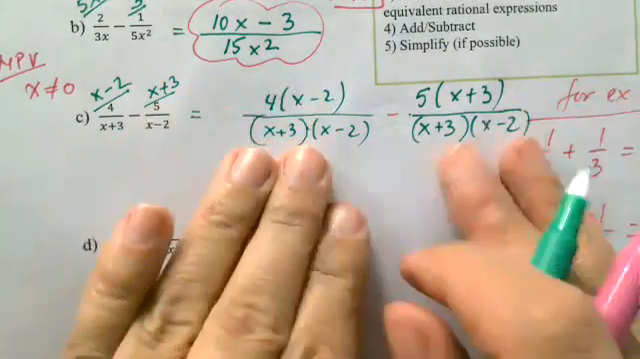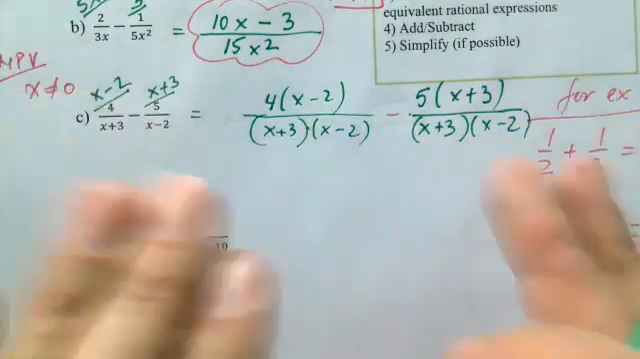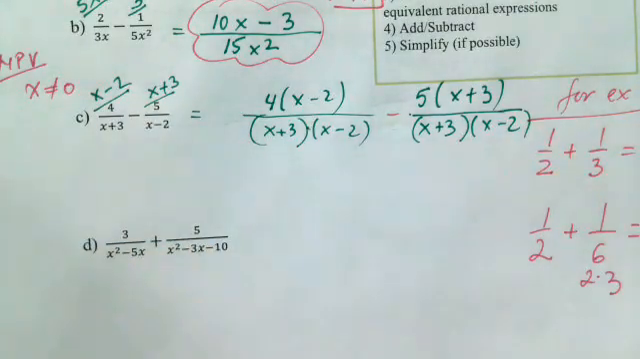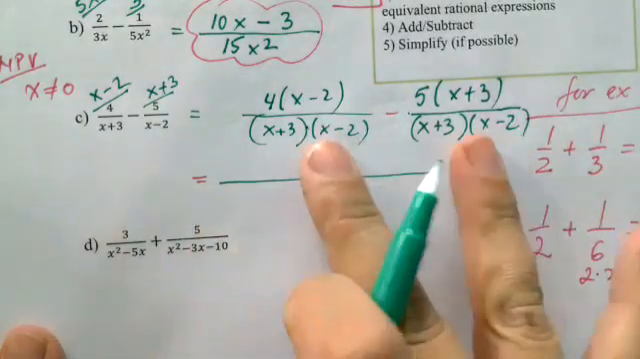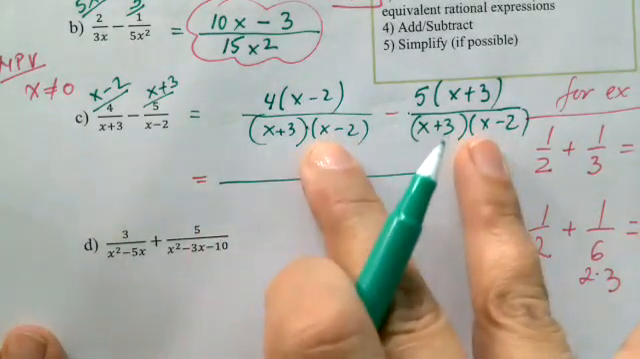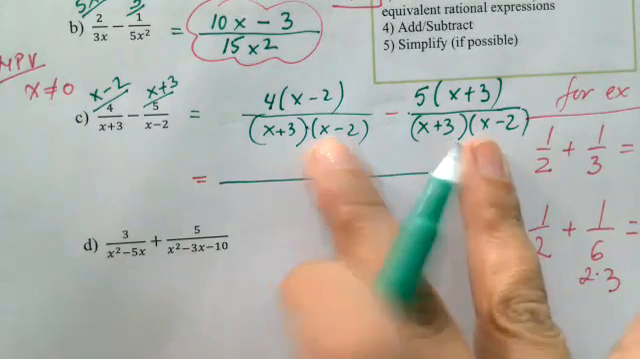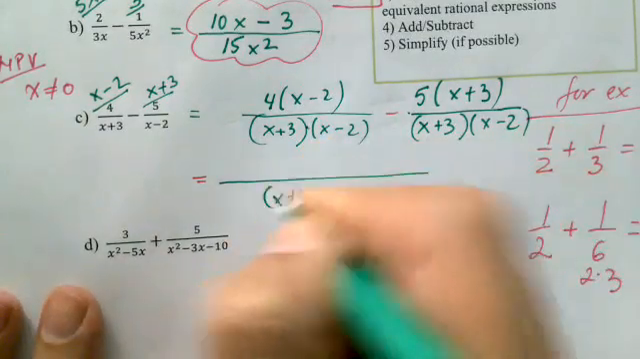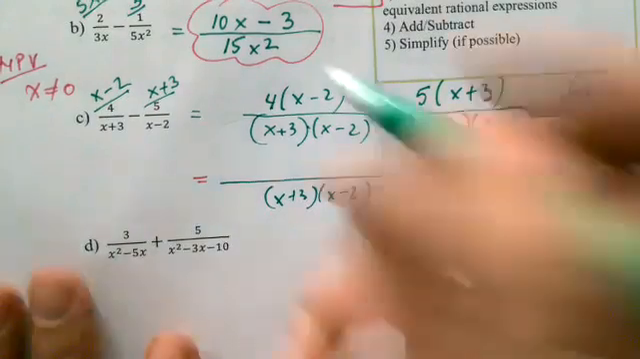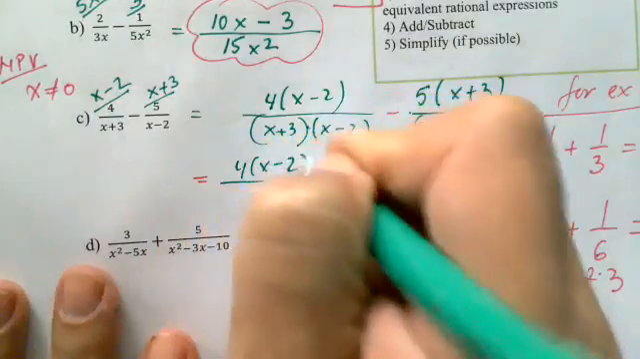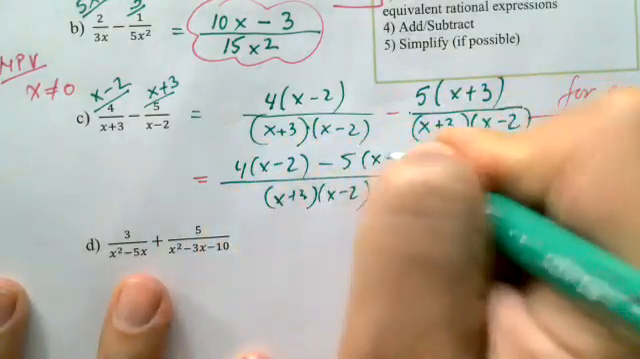Okay, so those are the 2 separate fractions. I usually skip this step again, but I wanted to show you in detail how you get those answers. So now when we subtract, add, we keep the same denominator. So that means we just write it once. So x plus 3, x minus 2, that's our common denominator. We write it once. And at the top, we just subtract or add our numerators. 4(x minus 2) minus 5(x plus 3).